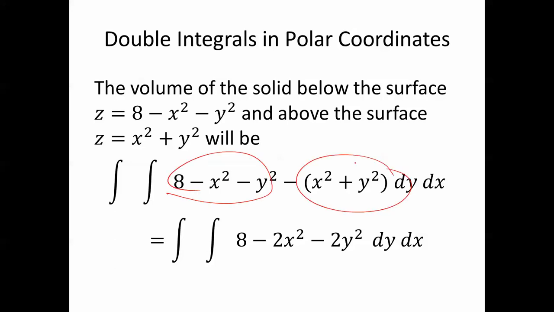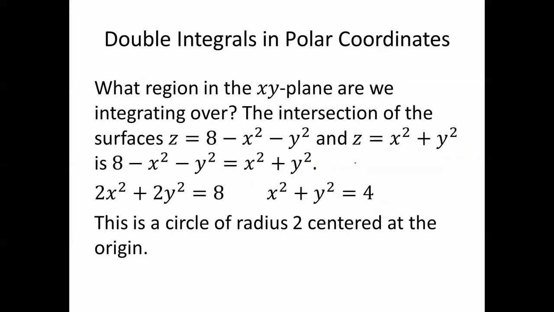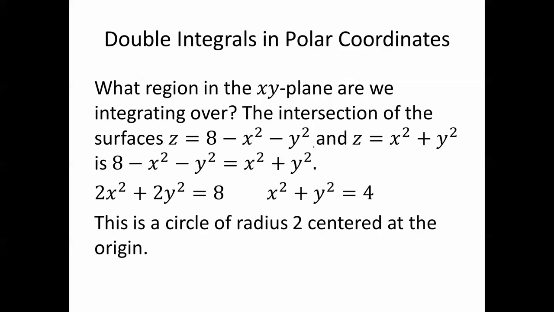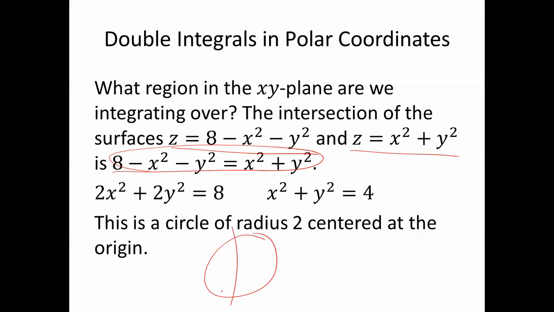So it's 8 minus x squared minus y squared, minus x squared plus y squared, dy dx. What region in the xy plane are we integrating over? Well, that's just the intersection of these two surfaces, which looks like it ought to be a circle, and it is. Because the intersection of the surfaces z equals 8 minus x squared minus y squared and z equals x squared plus y squared, if you're looking for where they intersect, just solve it as a system of equations. They're both equal to z, so they're equal to each other. 8 minus x squared minus y squared equals x squared plus y squared. That is, in other words, 2x squared plus 2y squared equals 8, which is x squared plus y squared equals 4. This is a circle of radius 2 centered at the origin. So that, my friend, is the region that we're integrating over.